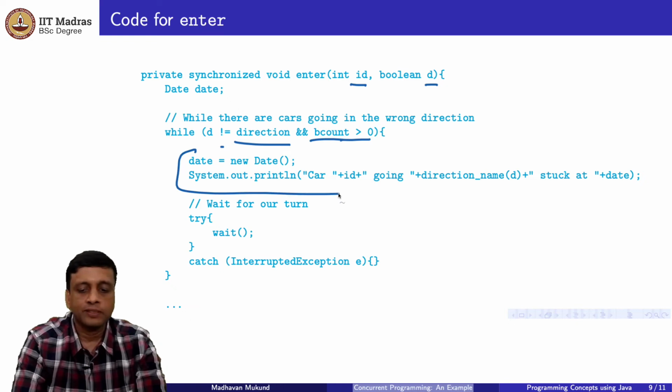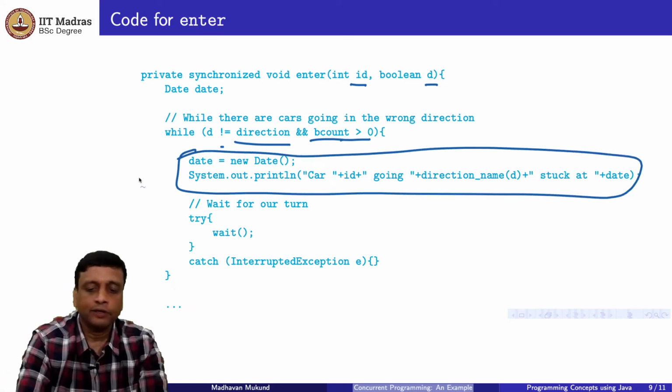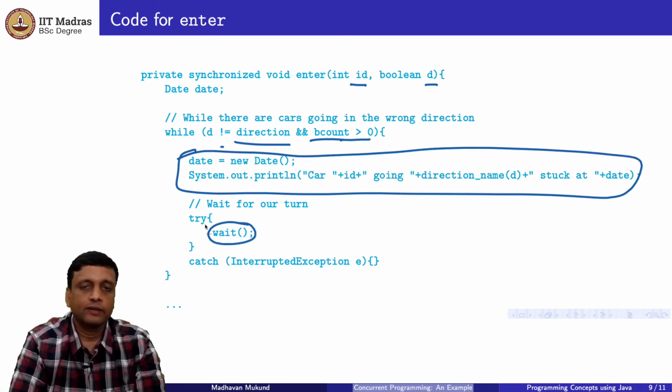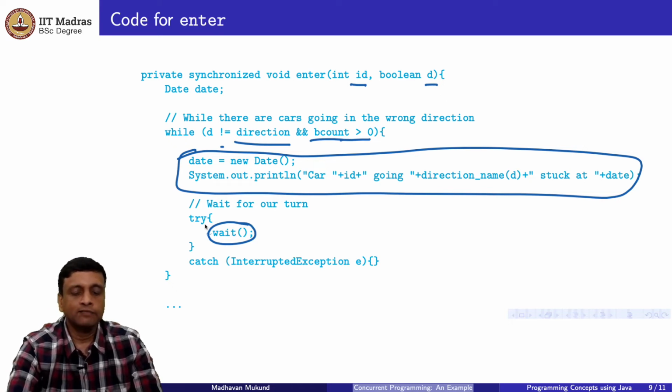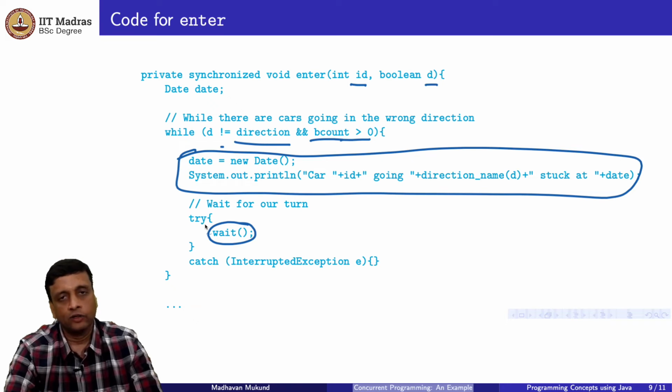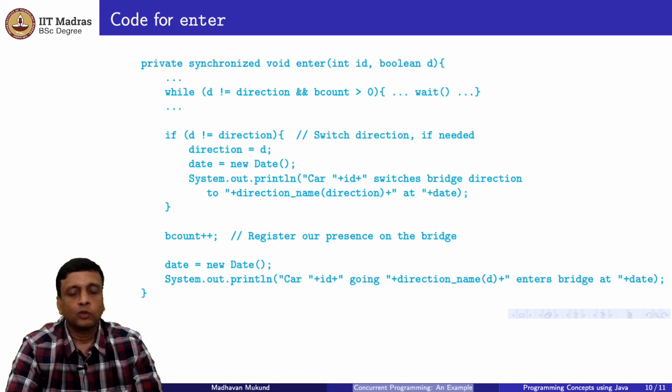So I print out this message, I get the current date and I print out a message, and then I wait. What am I waiting for? I am waiting for something interesting to happen. Either the bridge count must come to 0 or some other car must set the direction for me, right? So this is the first part of enter. That is, I check whether I am able to get on the bridge. If I am able to get on the bridge, that is, if the direction is right, then I can get on. Or if the bridge count is 0, I am going to be able to get past this and get on, as we will see, right? But if both of these are not the case, then I must wait at this point for somebody to notify me, right? So what happens after this?